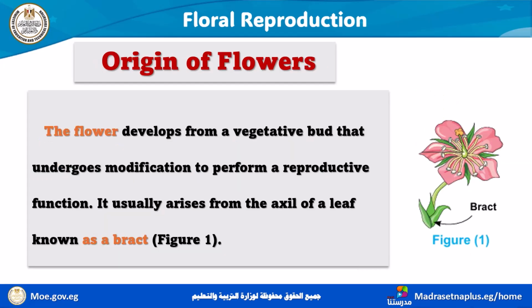At first, let's begin with the origin of the flowers. The flower develops from a vegetative bud that undergoes modification to perform a reproductive function. It usually arises from the axil of a leaf known as a bract. This is the bract, and this is our flower that developed from the vegetative bud and modified to allow the reproduction process to take place.